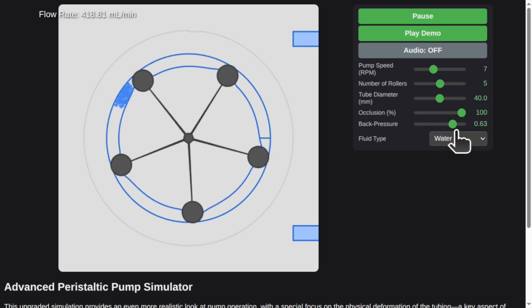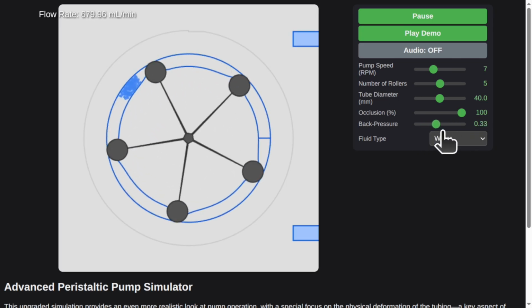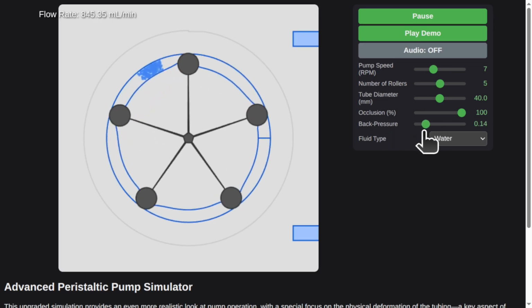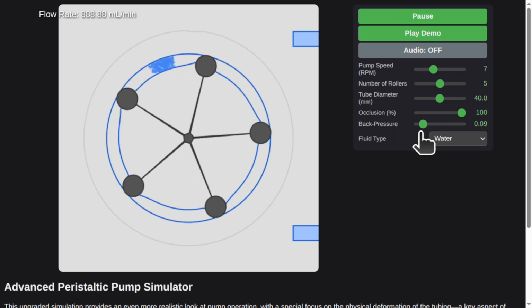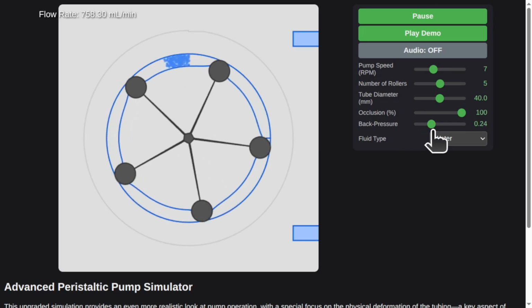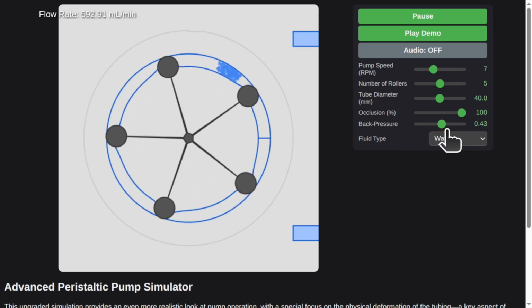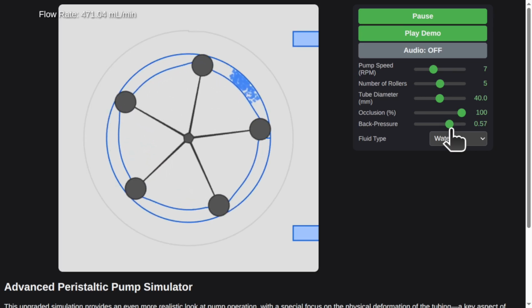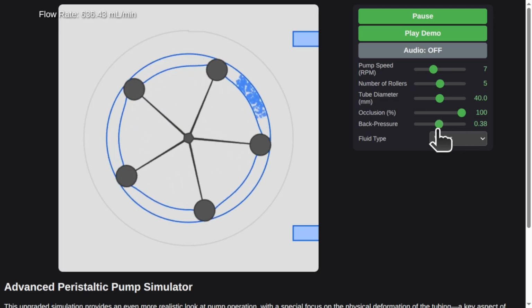Fluid within the pump appears to change in real time as the back pressure is adjusted. The blue particles representing the fluid seem to move differently, reflecting the change in flow rate caused by the back pressure. While the flow rate text changes, a visual difference in the animation itself due to back pressure is not clearly discernible in the video provided.